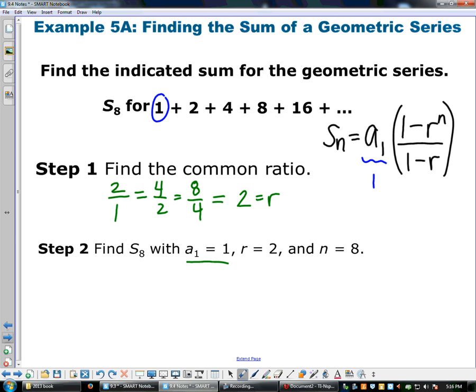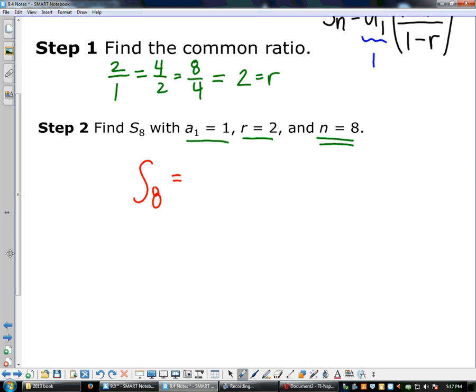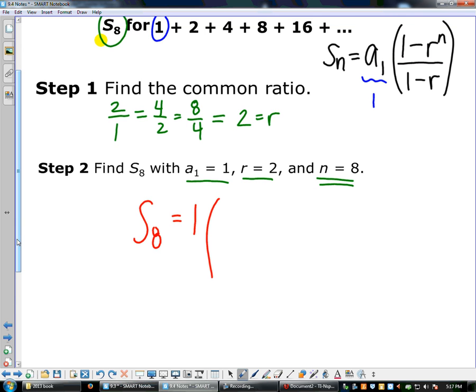The first term was 1, the ratio we just found is 2, and we were asked to find the indicated sum, or S sub 8. So I'm looking for 8 terms added together. So my formula is going to be S sub 8, the sum of the first 8 terms, is equal to A sub 1, the first term, 1, multiplied by 1 minus my ratio, 2, to the power of n, so 2 to the 8th, over 1 minus 2.